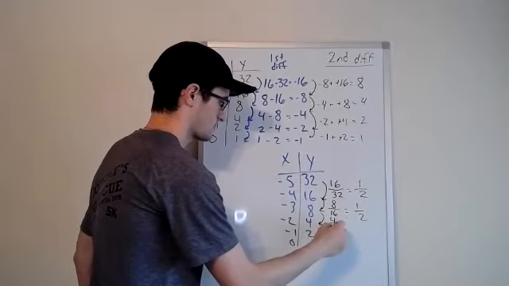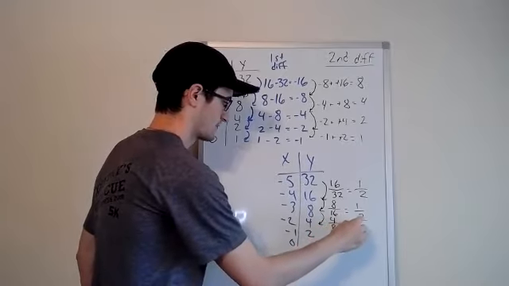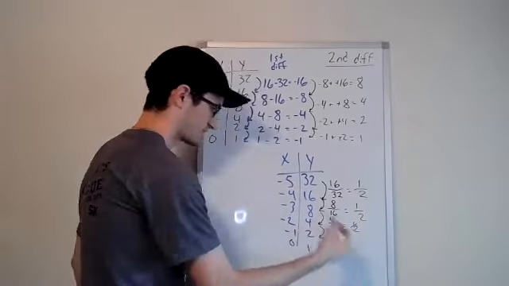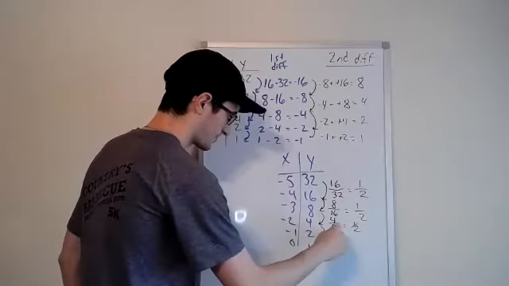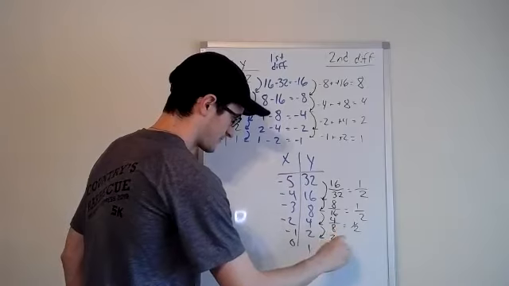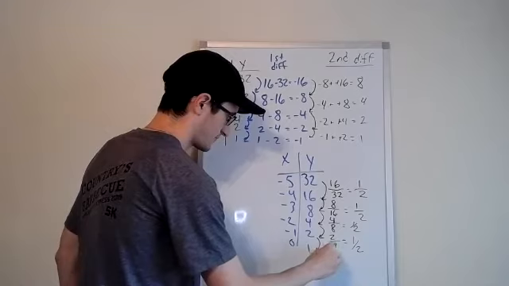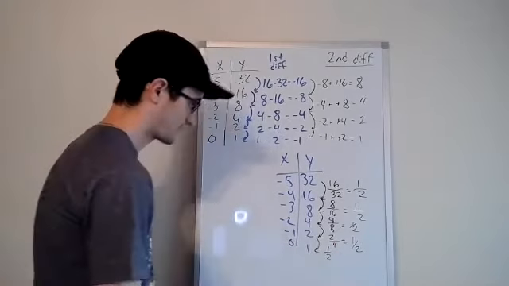Sorry it took me so long to find the right words. I wrote it out, but it didn't come out right. 2 divided by 4, 1/2. 1 divided by 2, that gives me 1/2.